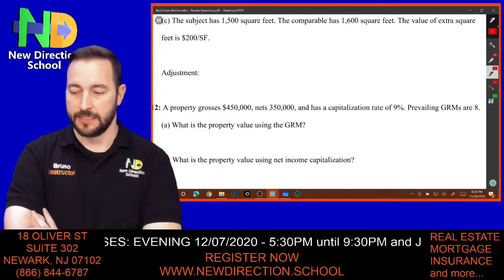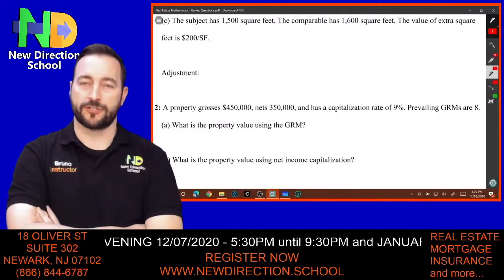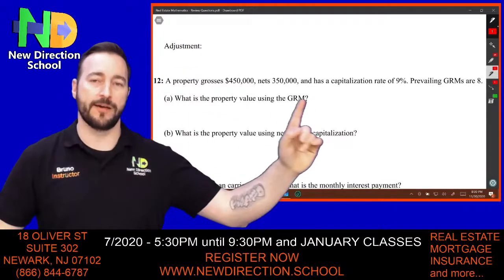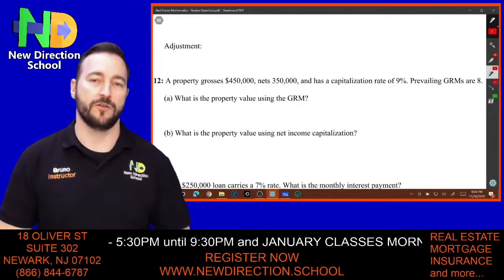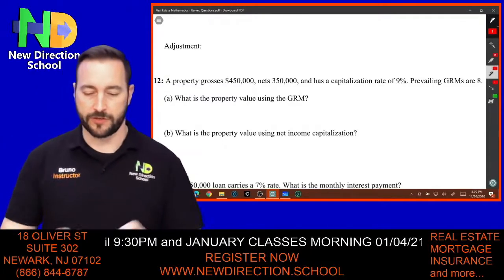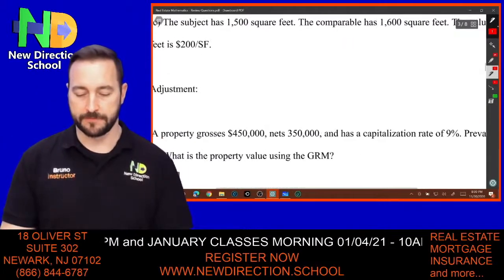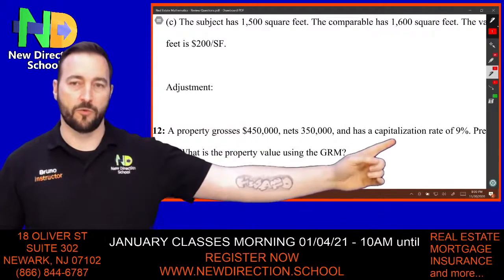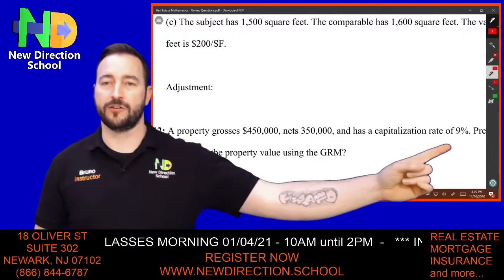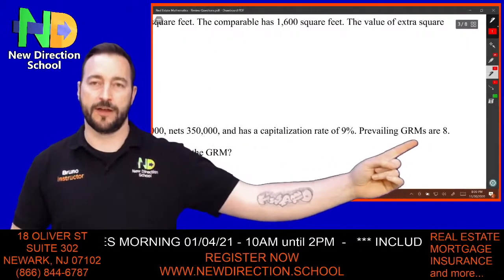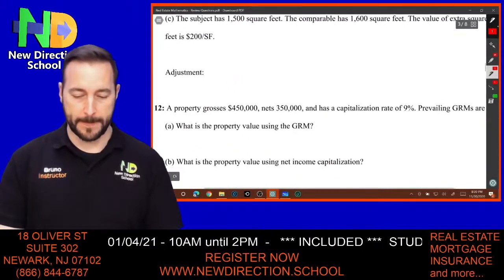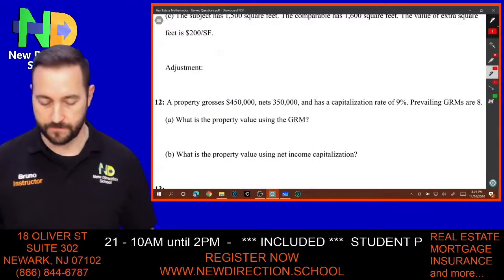All right. So these are 2 variations of the question. One could be A, they're asking you what's the property value using the GRM, or B, they could be asking you what is the property value using the net income capitalization approach. So in the state exam, usually if they have a question, they'll give you one number only, right? So they can give you the gross, they can give you the net, but then they'll either give you the cap rates or they'll give you a GRM. So one or the other. All right, so let's start with a GRM.